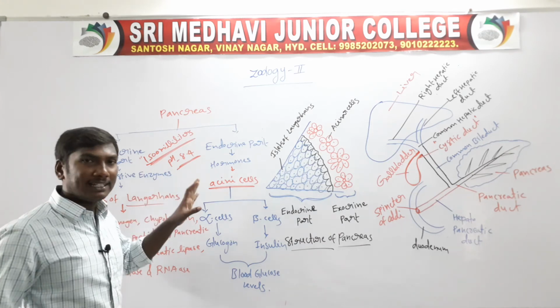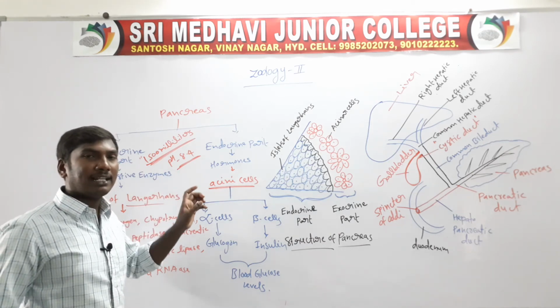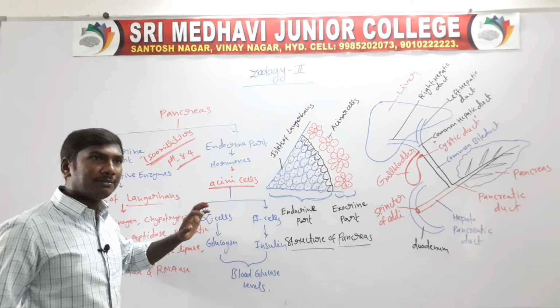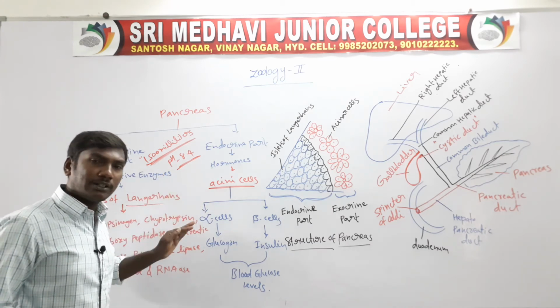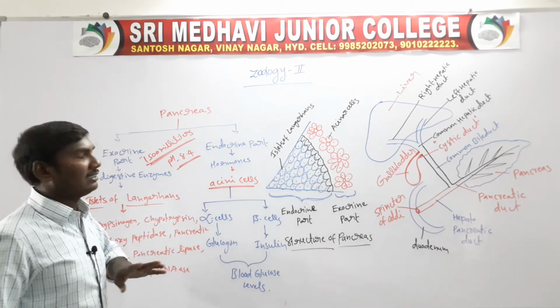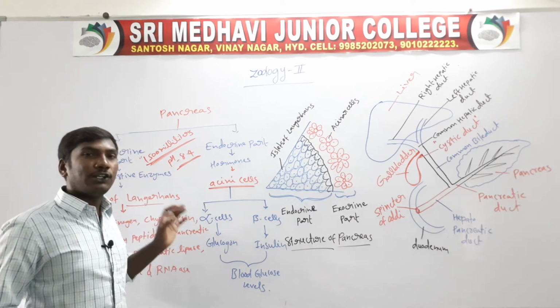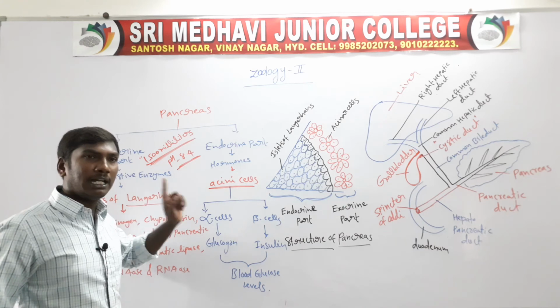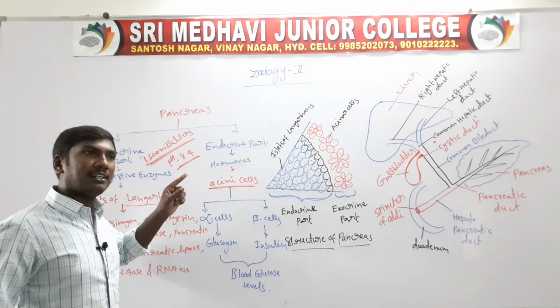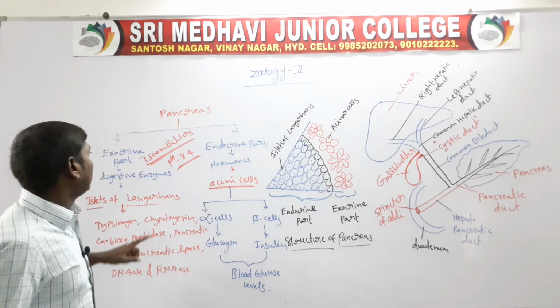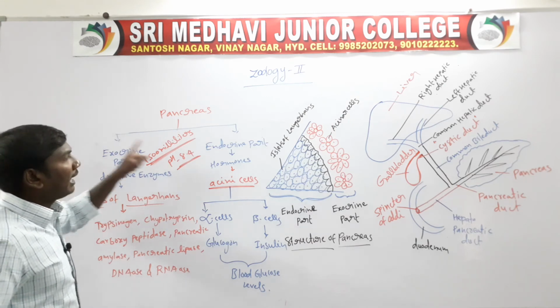To revise, the pancreas is a mixed gland, because it has both exocrine function and endocrine function. The pancreas is the second largest gland of the human body. The first largest gland is the liver.